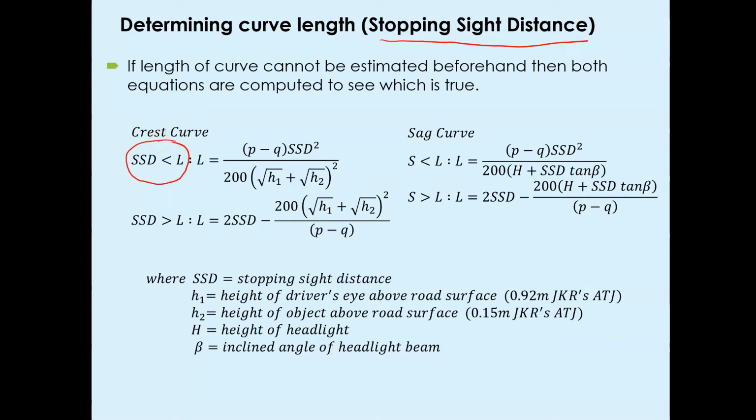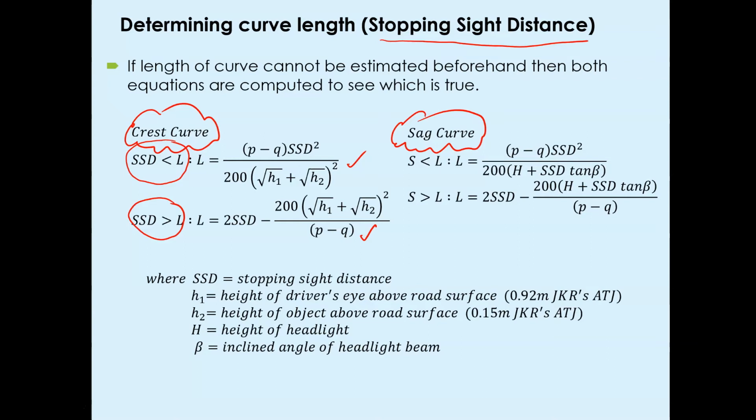Your SSD, or stopping sight distance, could be less than L, or it could be greater than L, as shown in the previous two slides in the figure. Now, if it's less than L, you use the equation. If it's more than L, you use the equation for a crest curve. For a sag curve, you use this set of equations. Now, which one would we use?